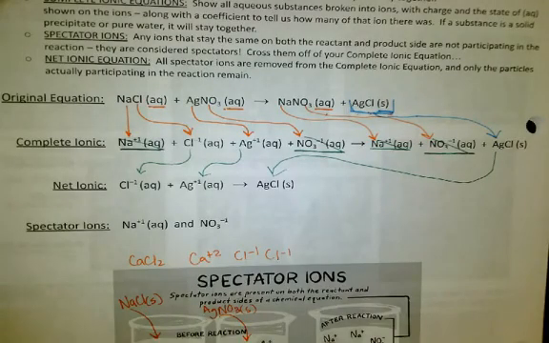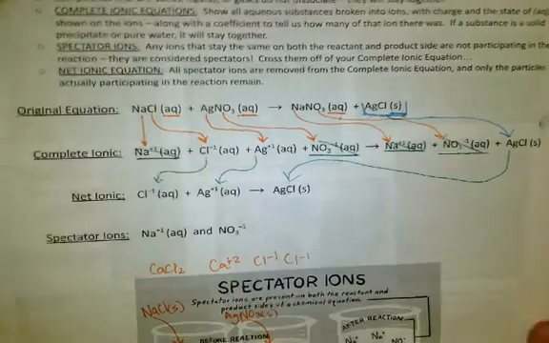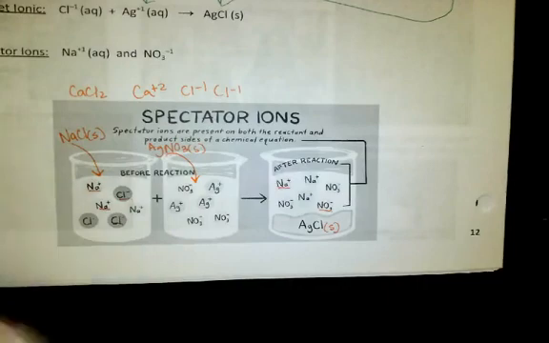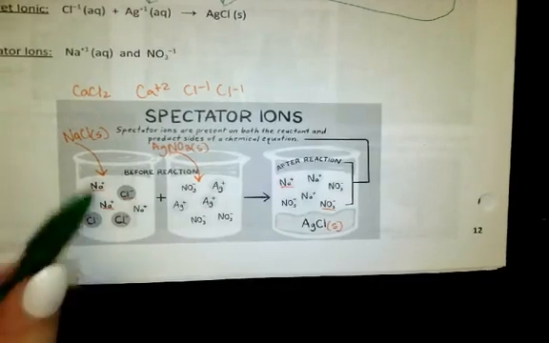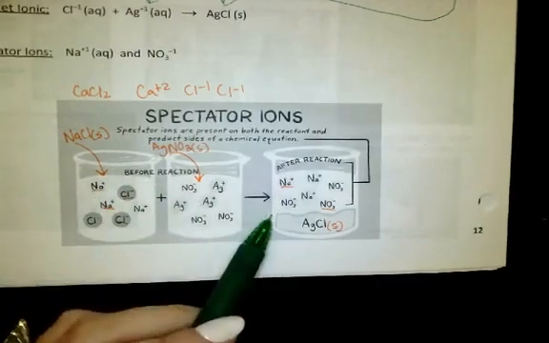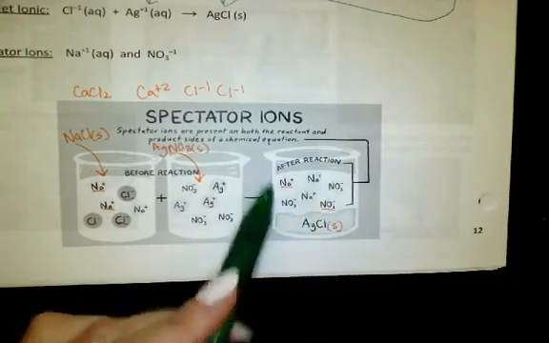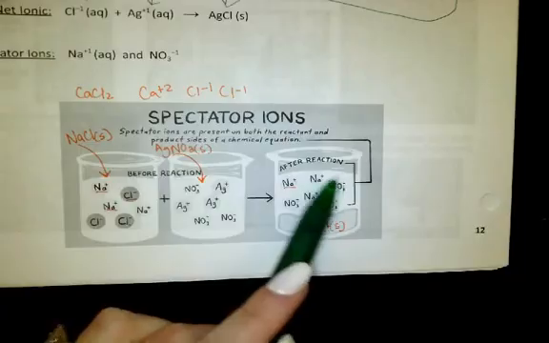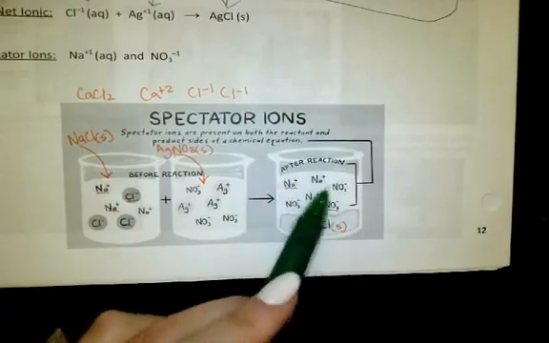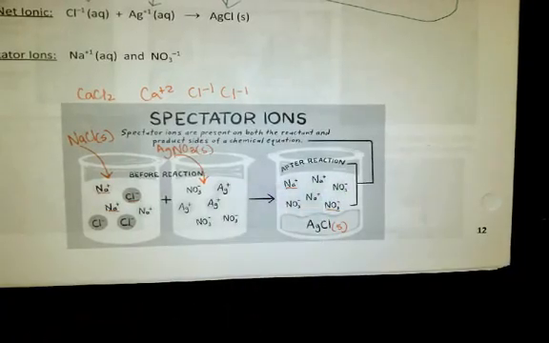So again, here's a good picture that shows that, right? Before the reaction, they're separated out. We mix them together, the silver and chlorine come together. Those ions are not floating around. What's floating around is the sodium and the nitrate. They're just chilling. Those are the spectator ions. Okay? So let's look at some examples.